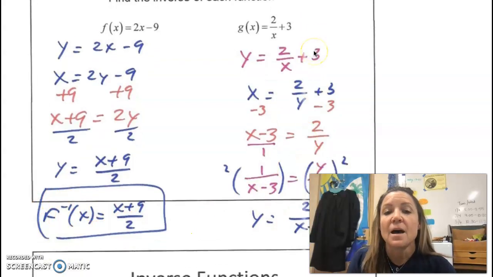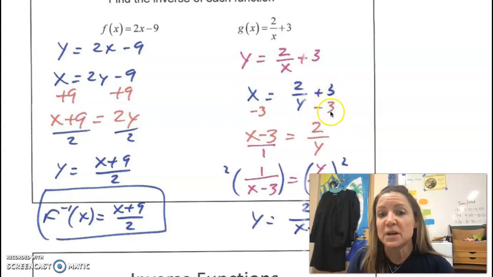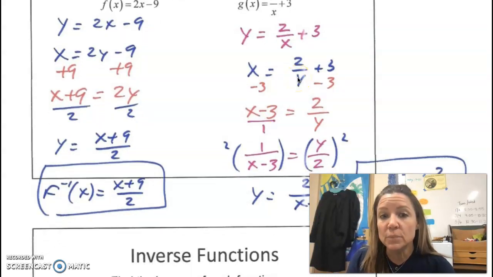Okay. All right, for g of x equals 2 over x plus 3, I change it to y notation. Then I swap my x and my y. Then I do inverse operations. 3 is being added, so I subtract 3. Then I set it up as a proportion. Couldn't think of that word.